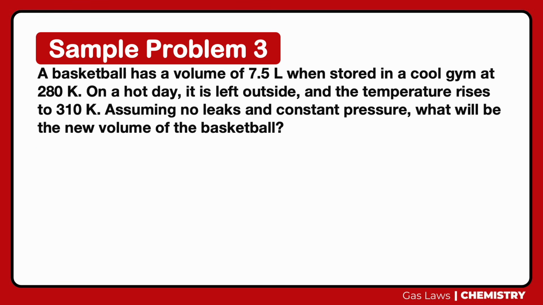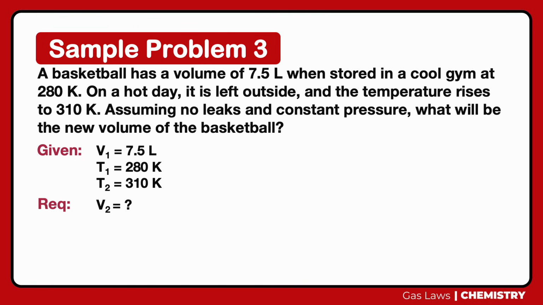Step 1 is to identify the given values. V sub 1 is equal to 7.5 liters. T sub 1 is equal to 280 Kelvin. T sub 2 is equal to 310 Kelvin. We are looking for V sub 2. Let us derive the formula for V sub 2.